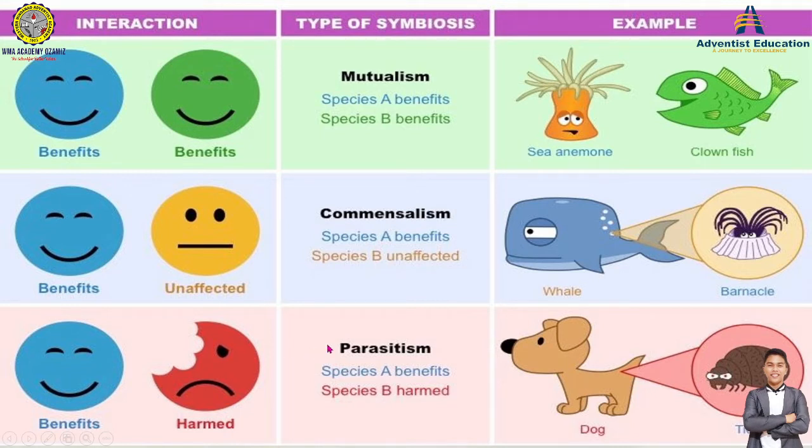So you have to remember that when both organisms interact and benefit from each other, that is called mutualism. If one organism benefits and the other one is unaffected, though it never benefits from the other, yet it was not affected, then it is called commensalism. While if one organism benefits and the other is harmed, that is called parasitism.